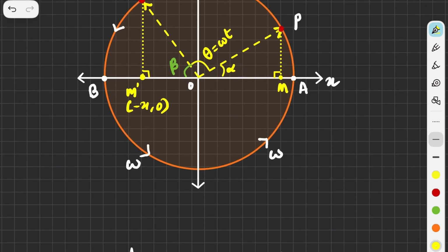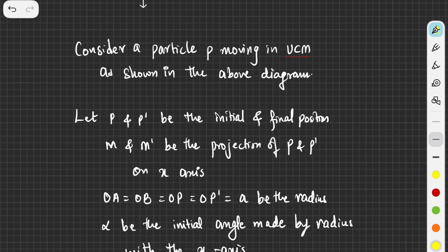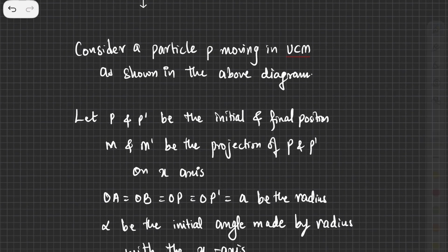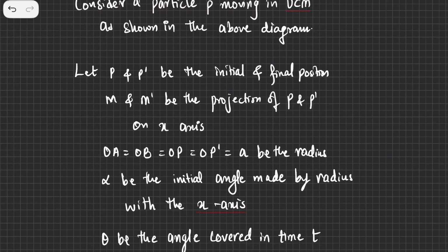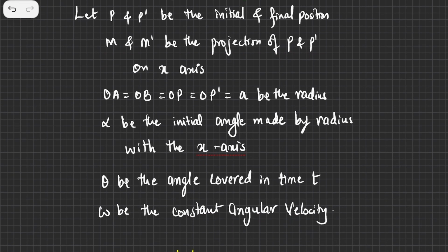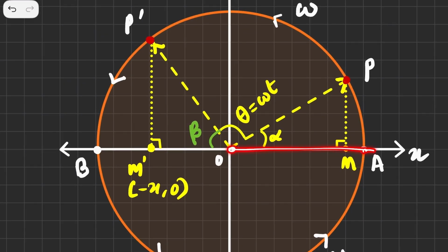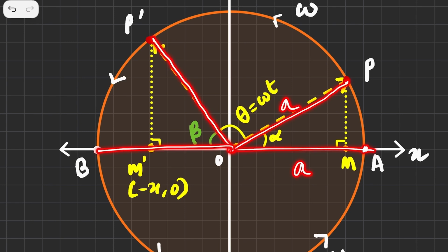Now what I have done is whatever is happening, I have mentioned in words. Consider a particle moving in uniform circular motion. Then P and P dash are the initial and the final positions. M and M dash are the projections on the x-axis, and OA, OB, OP, OP dash are all the radius, which I am writing as A.